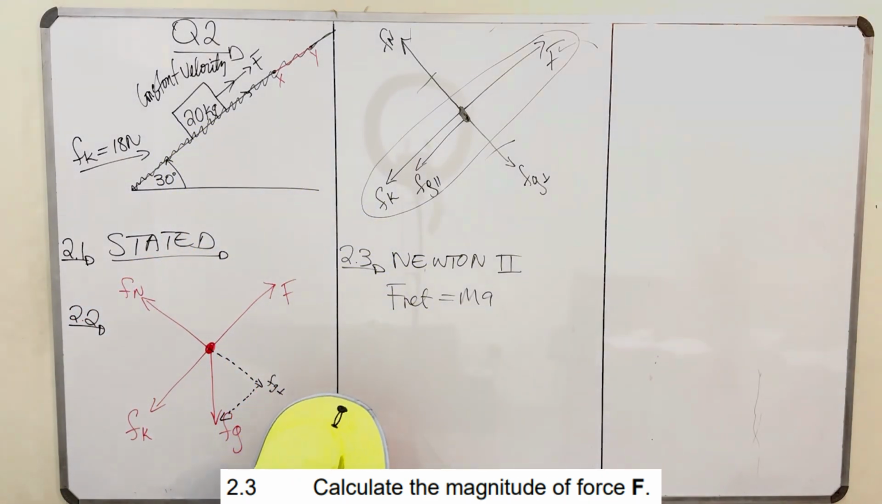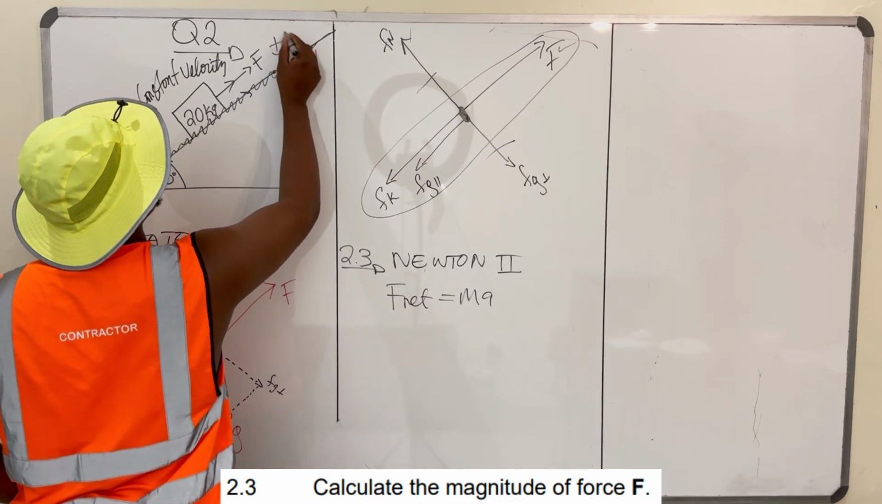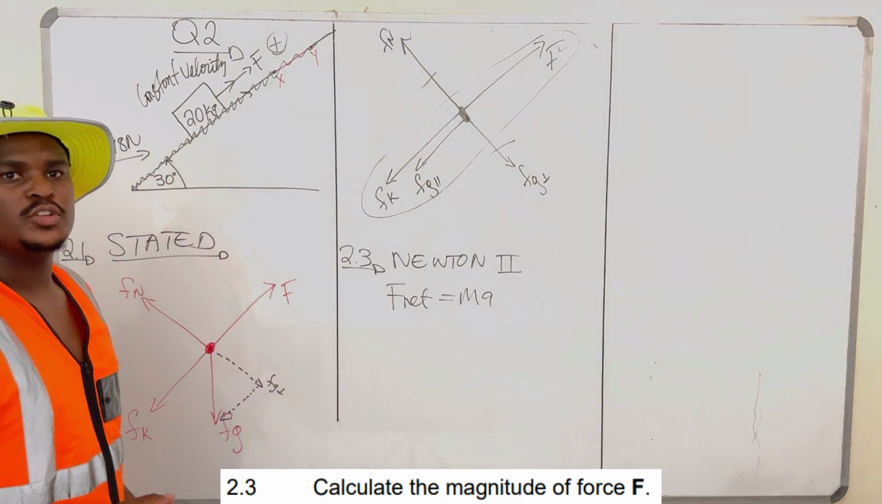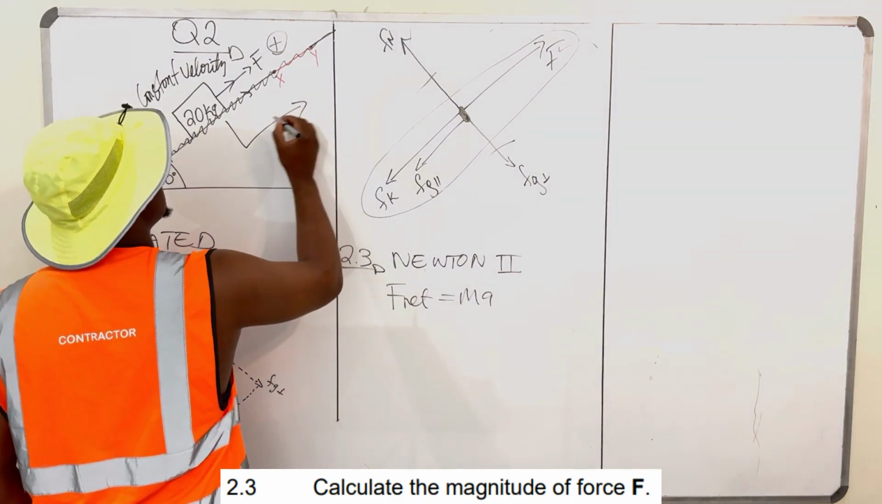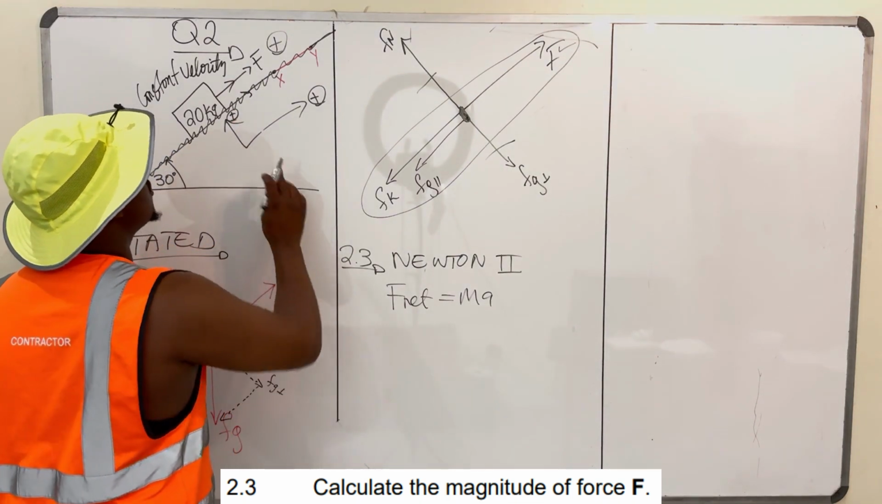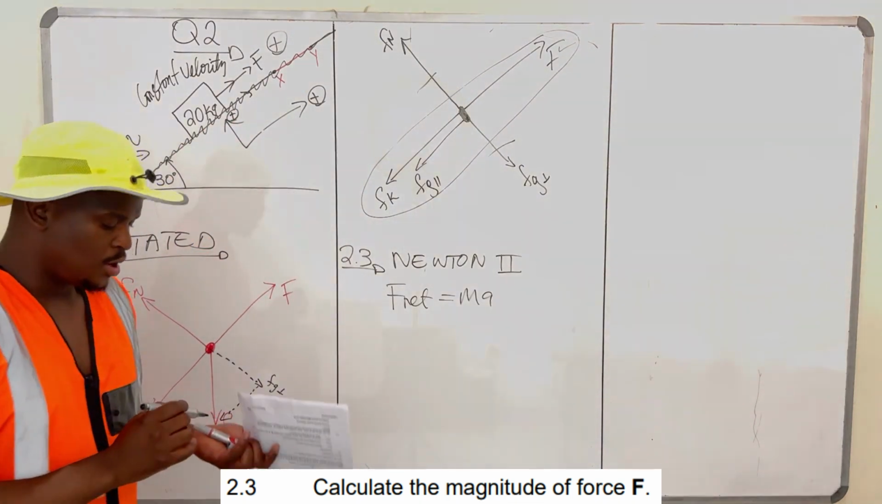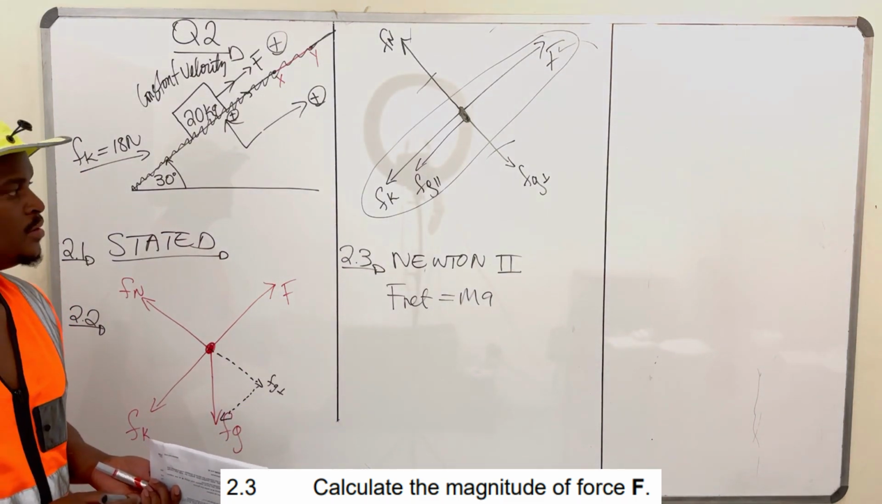So F net, and the box is going up the slope. Take all the forces going up the slope as positive. It's like you have a coordinate system: if it's going to the right, it's positive; if it's going up, it's positive. So all forces going up the slope are positive, and all forces going down the slope are negative.